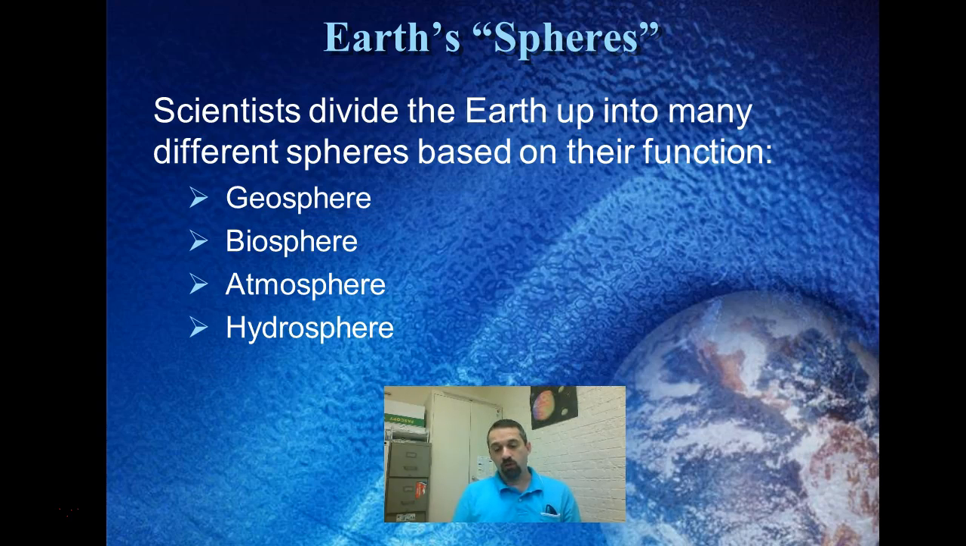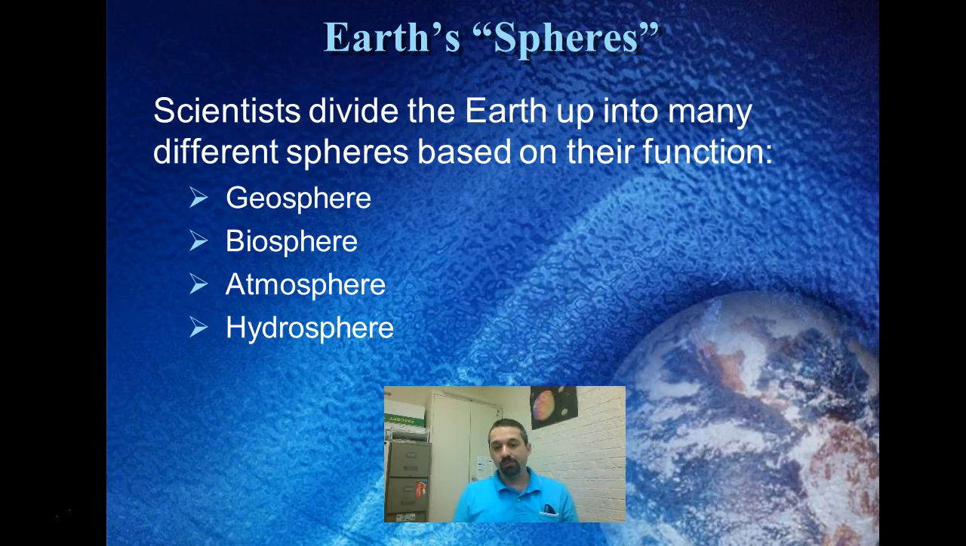Now, if you understand roots and prefixes, then without even knowing what these four things are, we can get an idea of what they're talking about. So we'll look at the root of all these, the sphere part. A sphere means a circle, all right? Actually, a sphere is a three-dimensional circle, like a ball or the earth. And then geo means earth or ground or dirt, rocks. So it'd be the earth sphere or the ground sphere or the rock sphere. So geosphere is talking about the solid part of the earth.